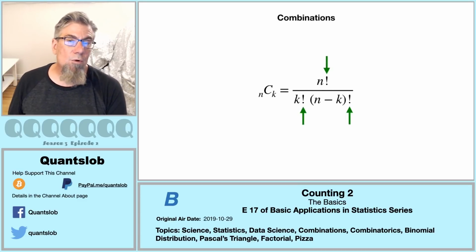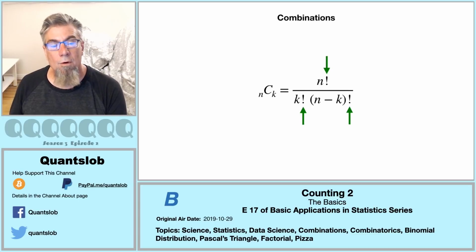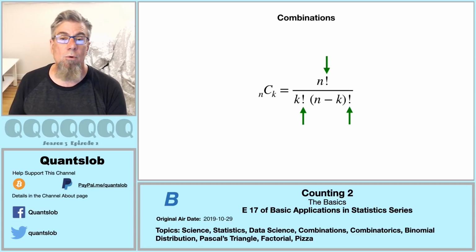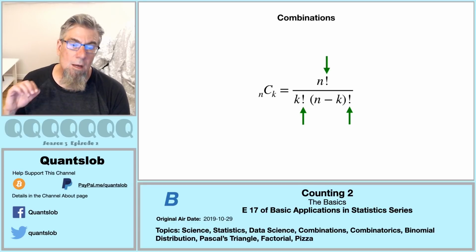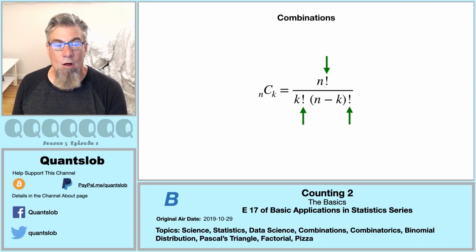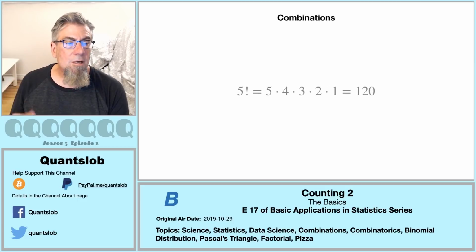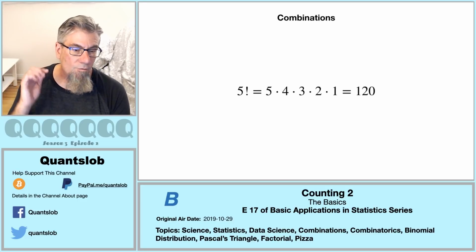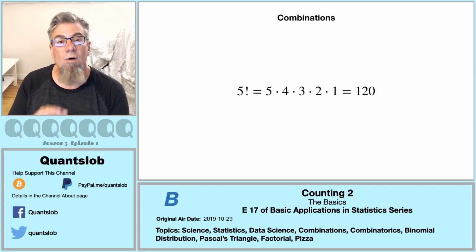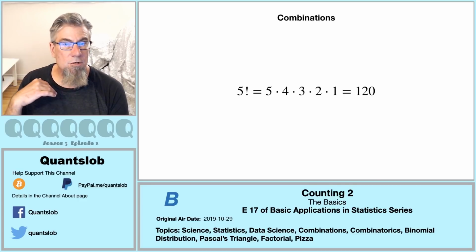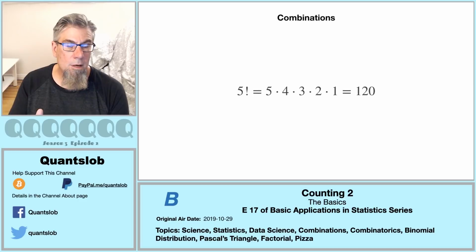The factorial is sort of a cumulative product performed on the collection of all counting numbers up to and including the integer value that precedes the exclamation mark. So that's a big mouthful, but it's really easily conveyed by example. 5 factorial, for example, equals 5 times 4 times 3 times 2 times 1, which equals 120.